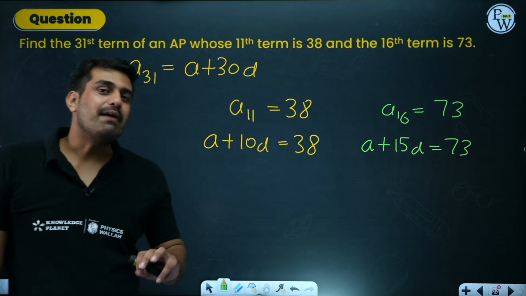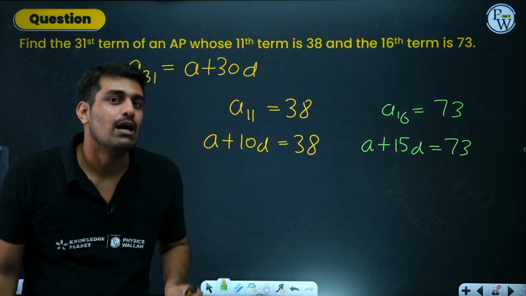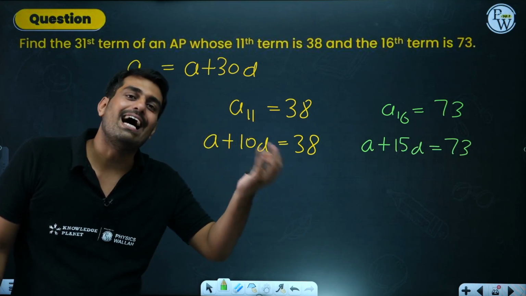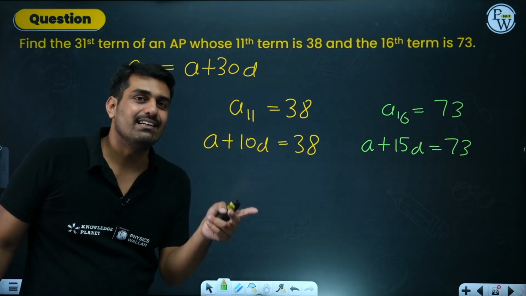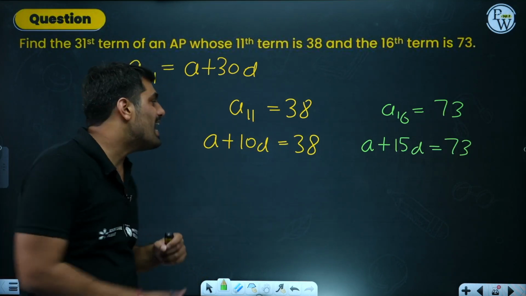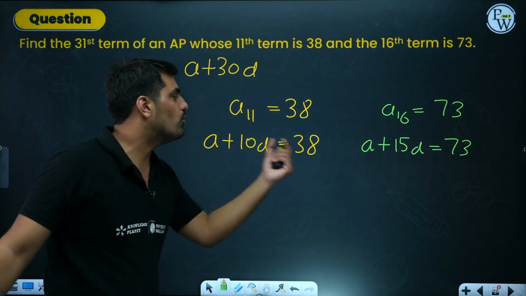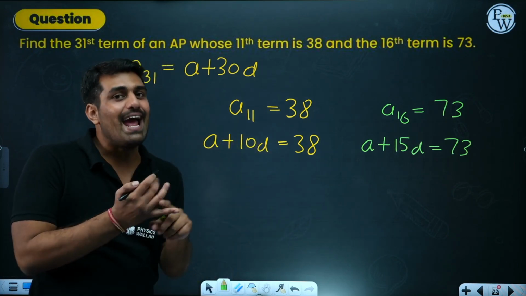Now, I must have told this part, math is not a thing which can be learned in isolation. Whatever you have learned previously, it has to be used over here. These are two linear equations in two variables. What are the two variables? We at the moment don't know the value of A, we don't know the value of D. So if you solve these two equations, you will get the value of A as well as D.